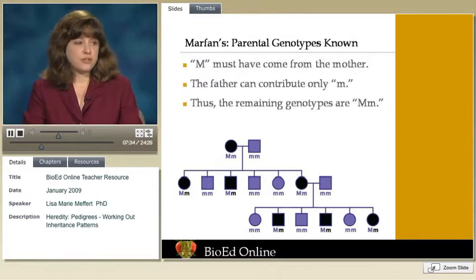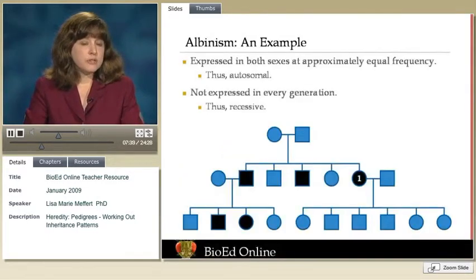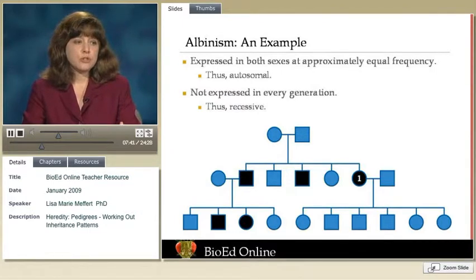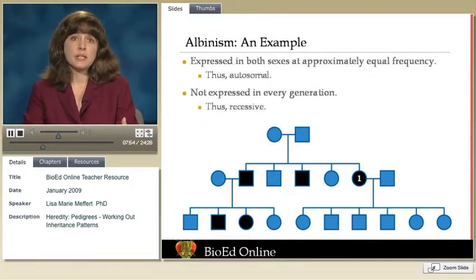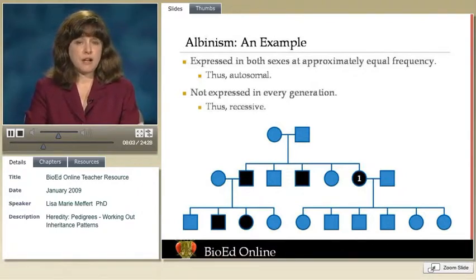So let's move on to a little more complex situation. In this case, we're going to be looking at albinism. Albinism is a trait where individuals don't have pigmentation. You'll find that they have very white, blonde hair, light skin, and reddish eyes because they lack the pigment. Now remember, we want to work out whether the allele for albinism is dominant or recessive, and also whether it's on an autosome, that is a non-sex chromosome, or a sex chromosome.